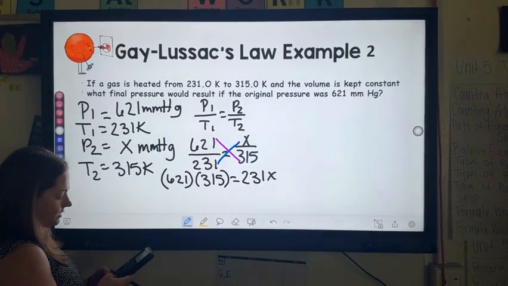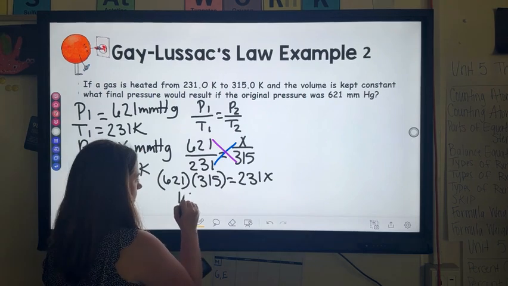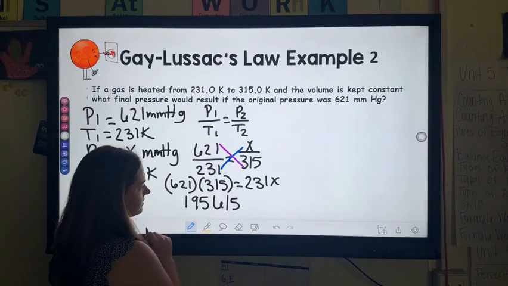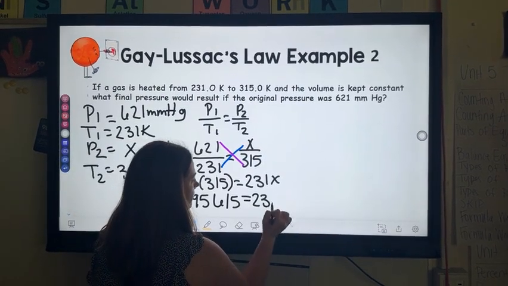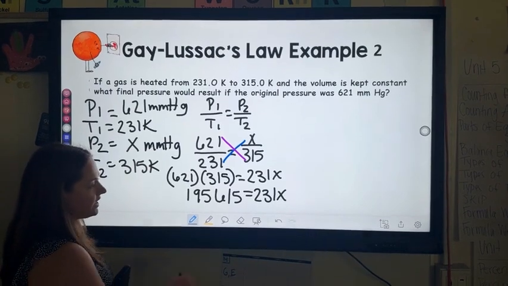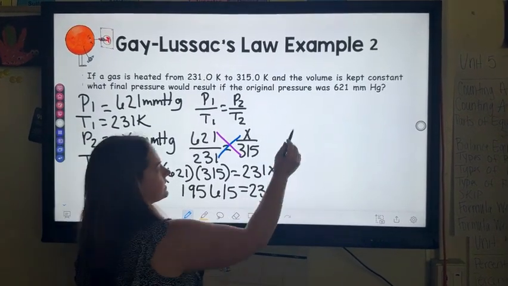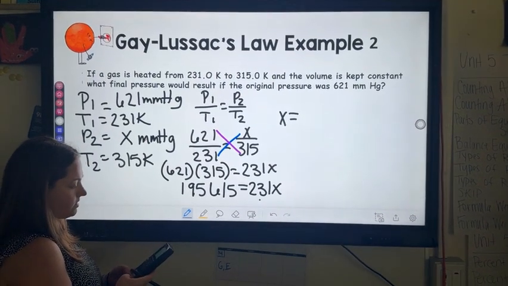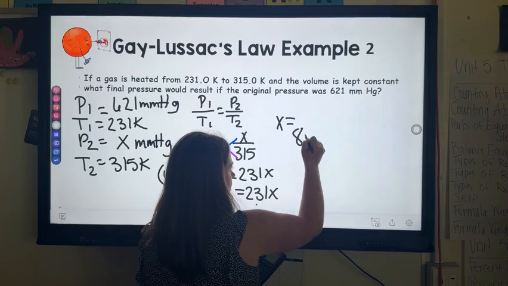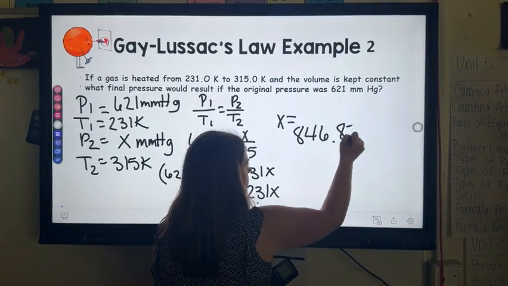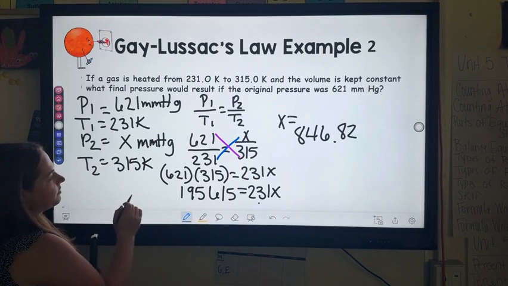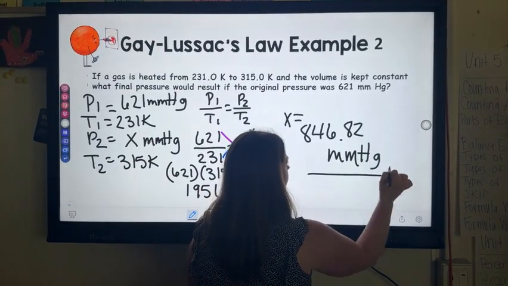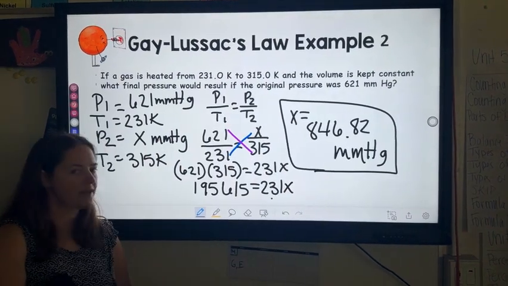So 621 times 315, 195,615. So 195,615 is equal to 231x. You're going to divide each side by 231 to get x by itself. And x will now be 846.82. And our unit is going to be millimeters of mercury. Go ahead and check in with your teacher.